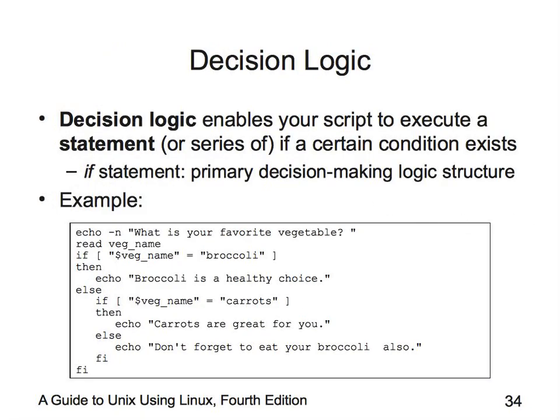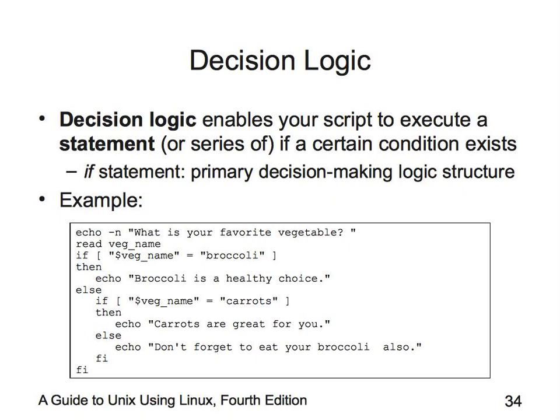Decision logic. This is where we get to make things more interesting. Decision logic allows us to execute certain statements based on a condition that we want to check. In this example, we're printing to the screen, what is your favorite vegetable? And then we're reading that into a variable called veg name. And in theory, the user will type in their favorite vegetable. I would probably type in, I hate vegetables.